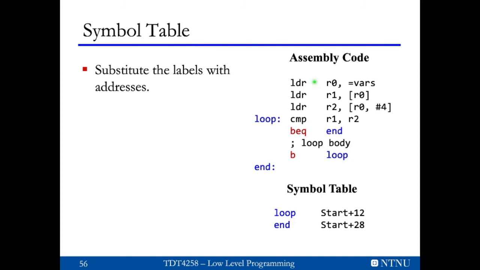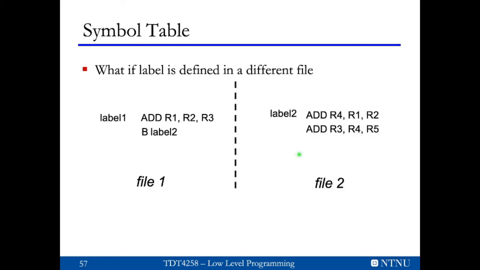So what we can do now is substitute the labels in our code with addresses, so we branch to end and we branch to loop. So we'd say we branch to start plus 28, which is down here, or we branch to start plus 12, which is up here. So this is our assembler that has replaced our symbol table information by the numerical relative address information here.